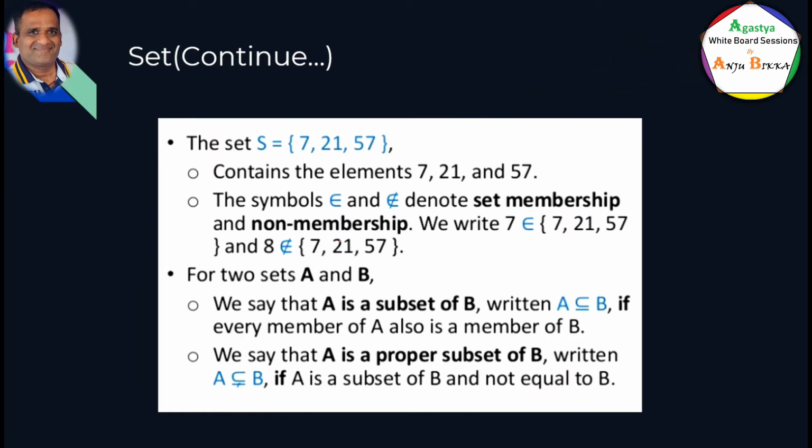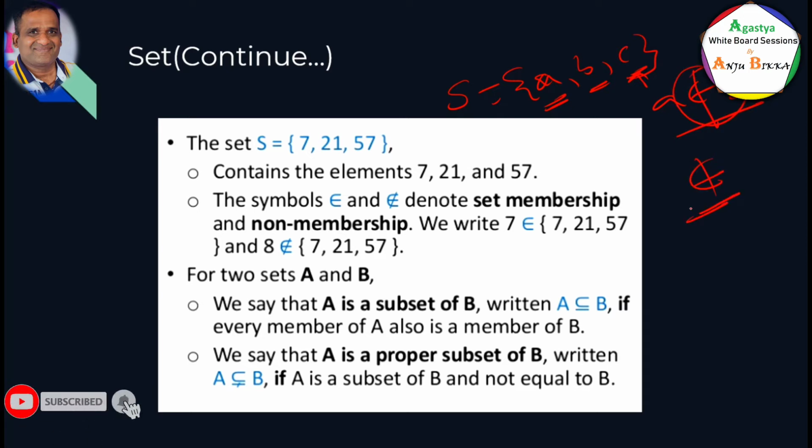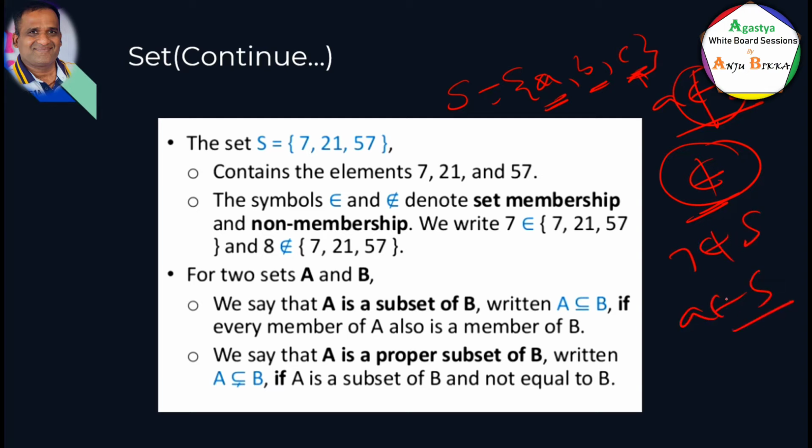Next, the convention when we are writing a set like {A, B, C}: these are elements. If an element A belongs to S, or 7 does not belong to S, we use the symbols belongs to or does not belong to. Belongs to means is a member of the set. For example, 7 does not belong to S, or A belongs to S. This means 7 is not a member of S, but A is a member of S.